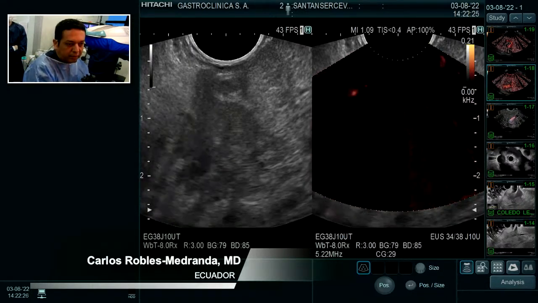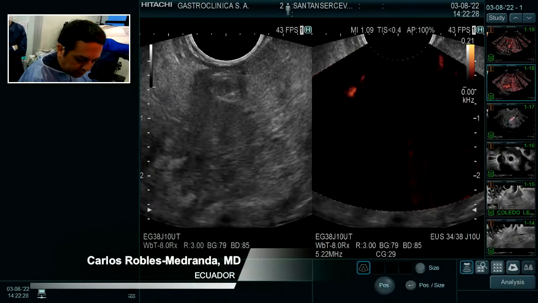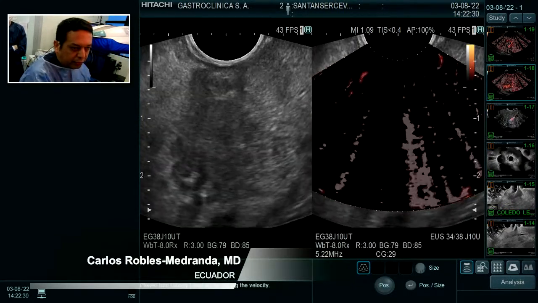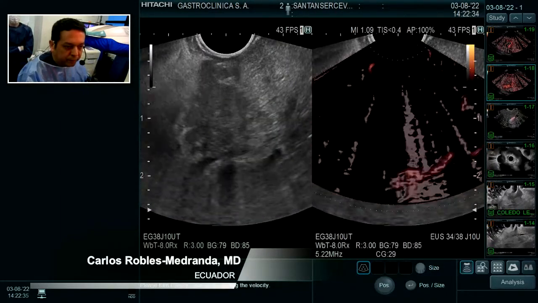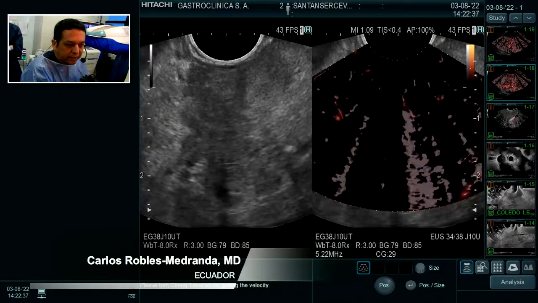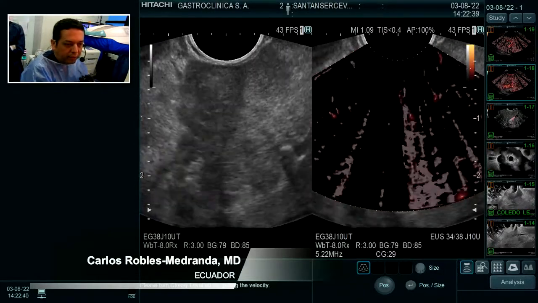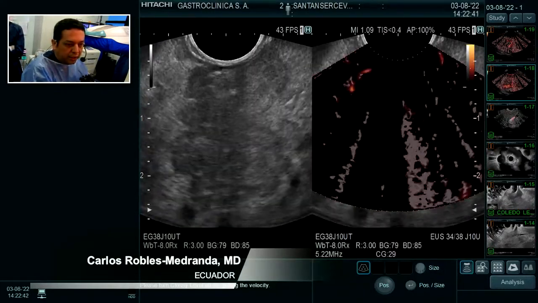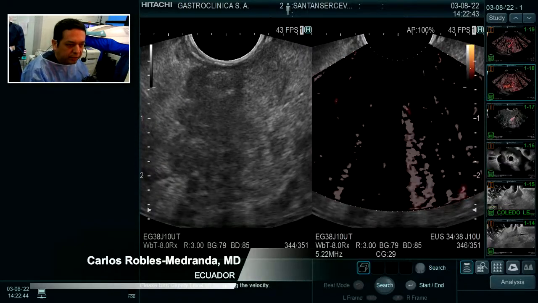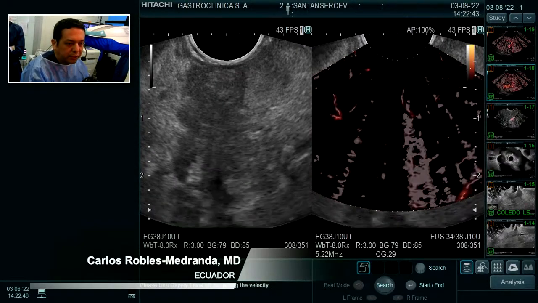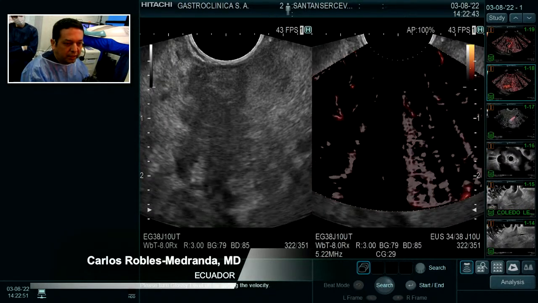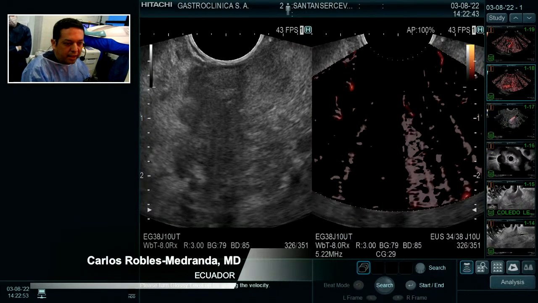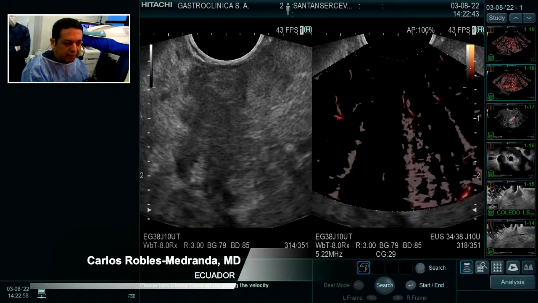With this technology, we can see also a little bit in 3D image. Very interesting how we can see, and we can avoid using contrast with this technology. We can see the vessels here, but these vessels are around the lesion. You can see here. So this is probably, as I have all the measures, all the parameters, in my opinion, this is probably a pancreatic adenocarcinoma.